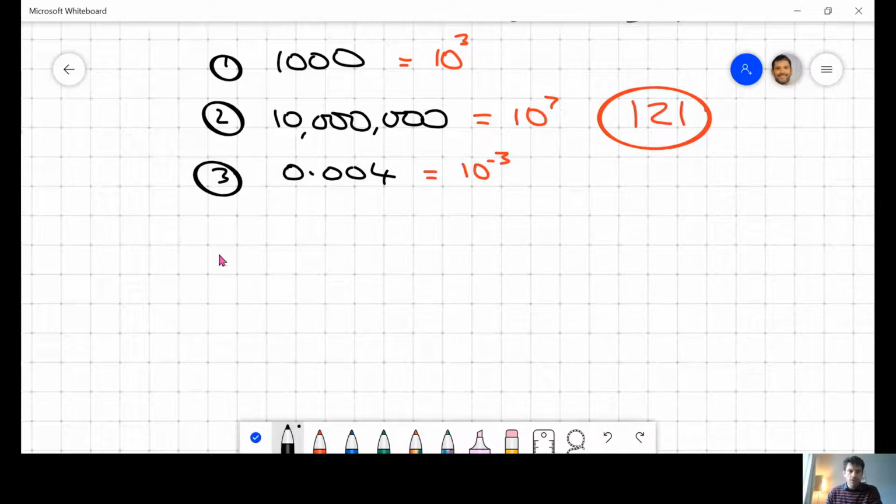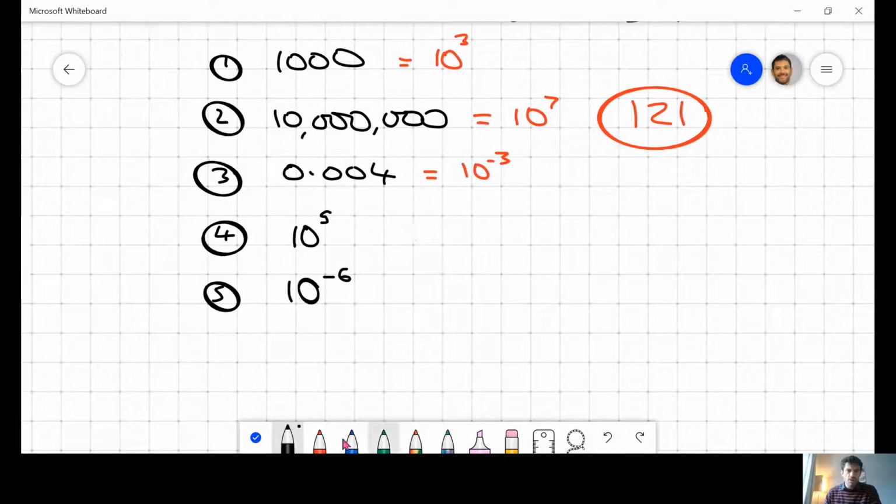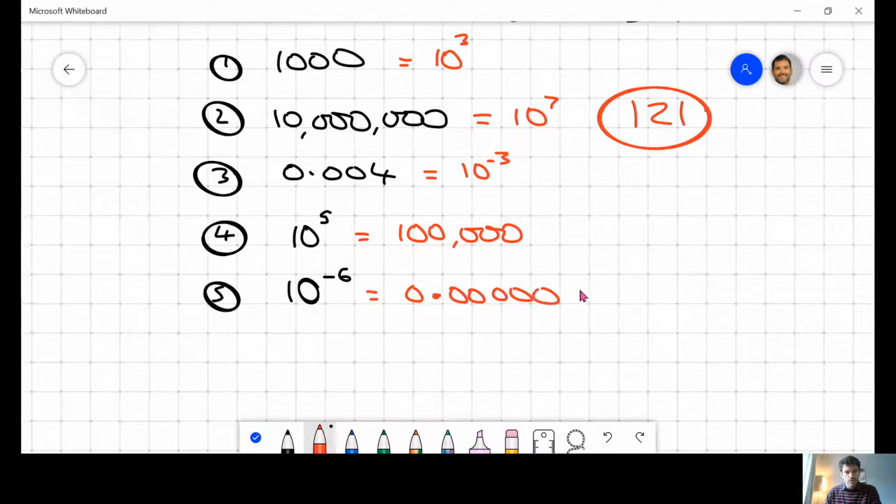Some other questions. These ones we're just going to convert the other way, minus 6. Good, so pause the video and have a go at those. So this is going to be 1 and 5 zeros. This is going to be 6 zeros, including that first zero. Whoops, and then 1.